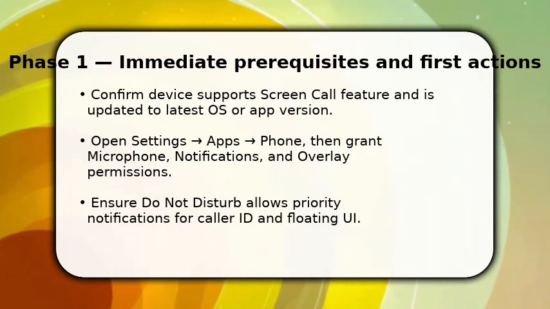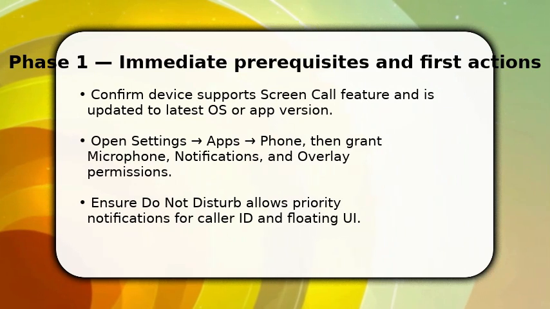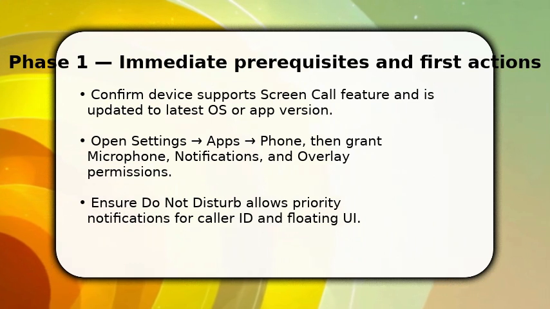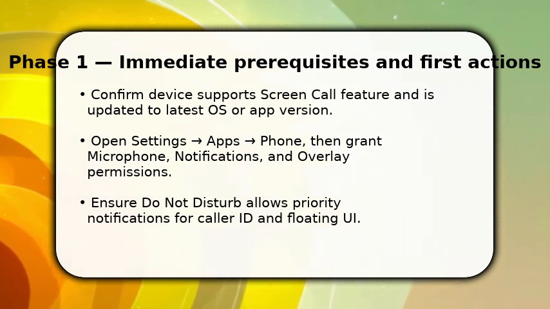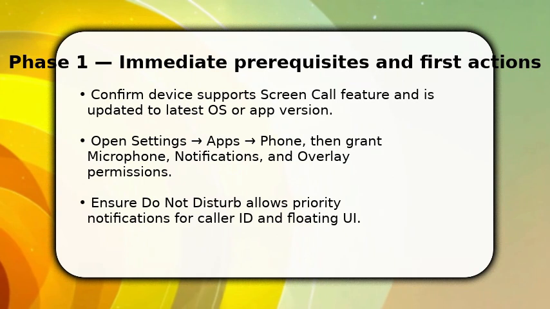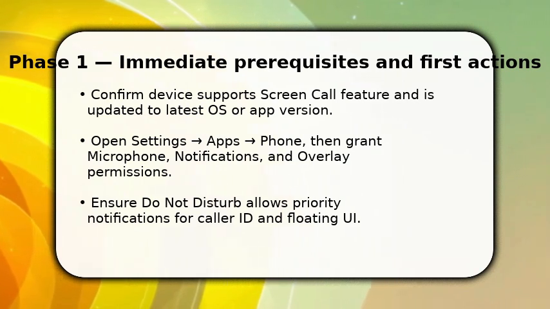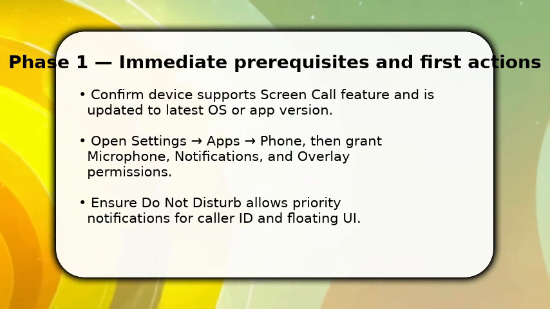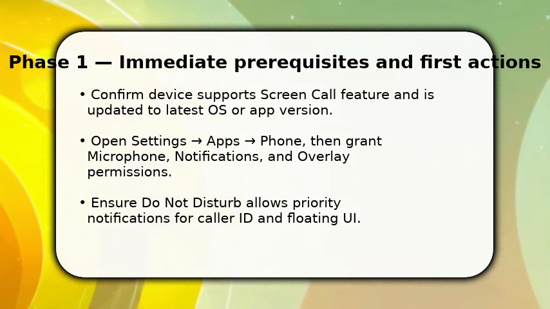You start by confirming your device actually supports the screen call feature. It matters because options differ by model and OS. Open Settings, go to Apps, pick Phone, then grant microphone, notifications, and overlay. Once done, make sure Do Not Disturb permits caller notifications, otherwise calls won't surface.